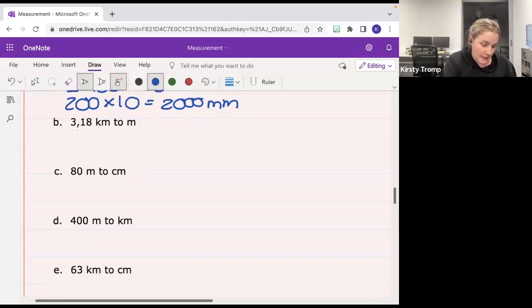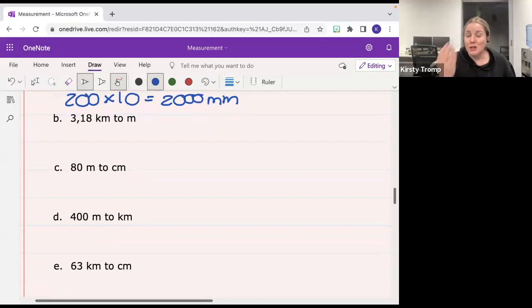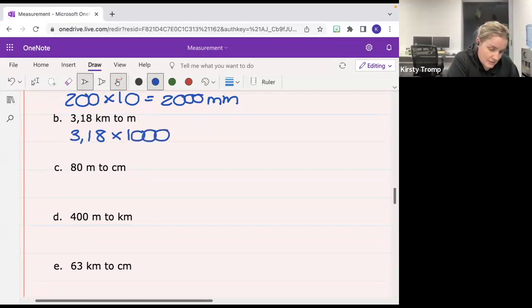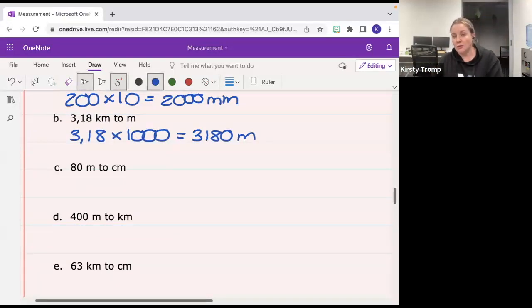Right, B, I'm going from kilometers to meters. So if I go back to my graph, I saw that to get from kilometers to meters, I needed to say 3,18 times by 1000 and that will give me 3,180 meters. Okay, so 3,180 meters. I really hope that you're using your calculator. There is no shame in using your calculator. You've got it in the exam for a purpose. Use your calculators.